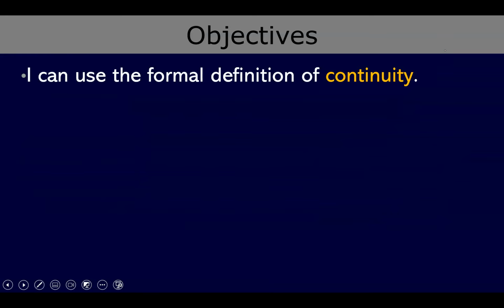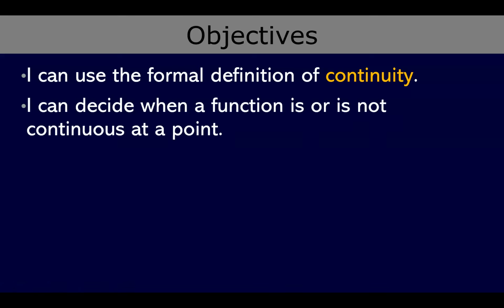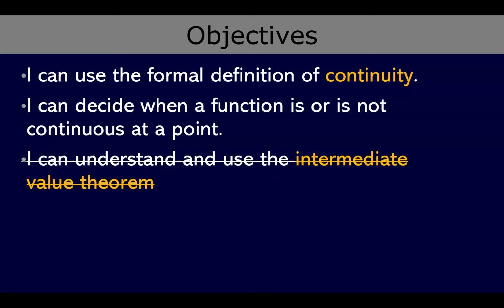So hopefully you can use the formal definition of continuity, or hopefully you remember. We'll review that on the next slide. We're going to use that formal definition to decide when a function is or is not continuous at a point. In the next video, we're going to make sure we can understand and use the intermediate value theorem, which relies on continuity, but that's not today.